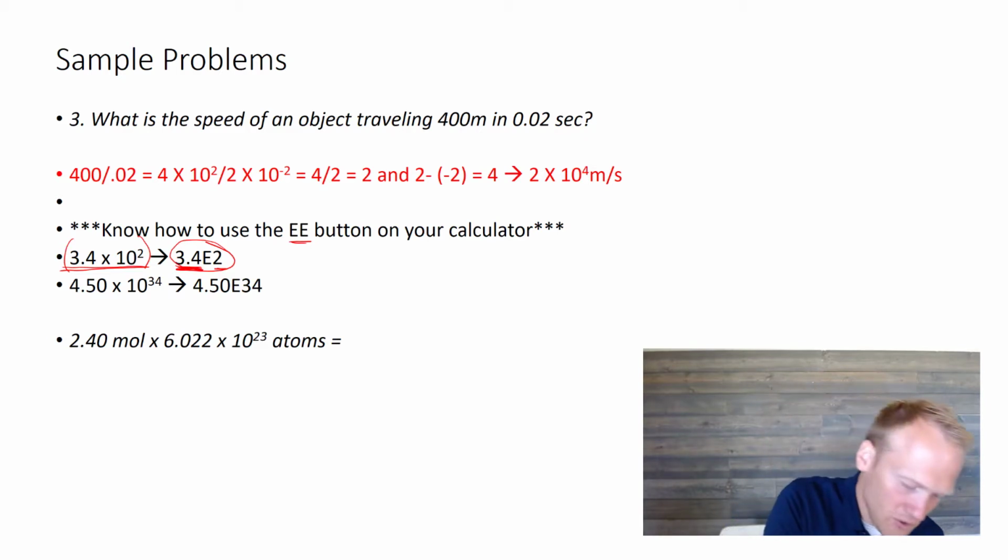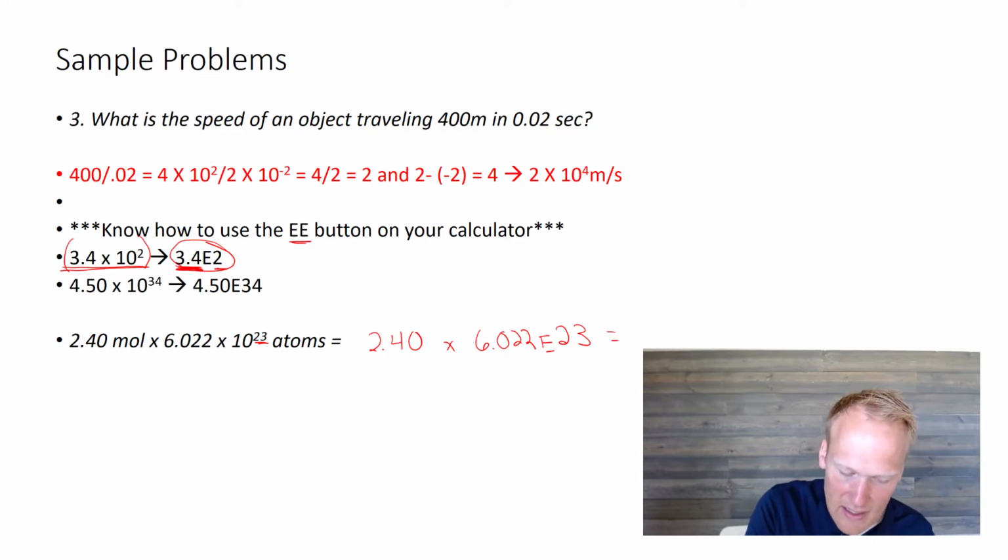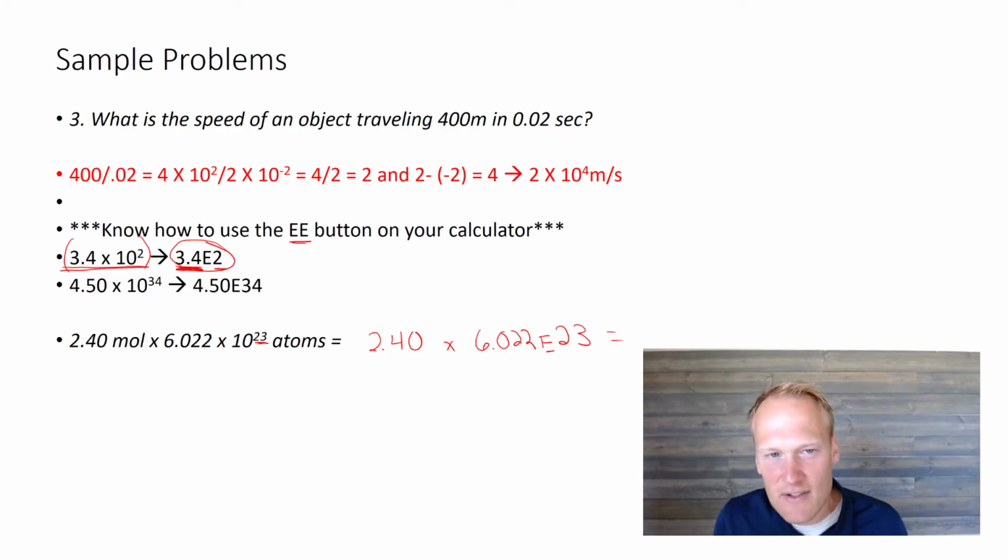So for instance, if I was going to do this problem down here, I would type in 2.40 times 6.022, and then I'd hit my EE button, and then I just hit the 23. And then the calculator is going to spit out the answer in scientific notation for me. Based on what we talked about today, hopefully you learned a little bit about derived units and some math that goes along with the more common ones in this class, and hopefully you got a refresher course on scientific notation and how to use those numbers mathematically.